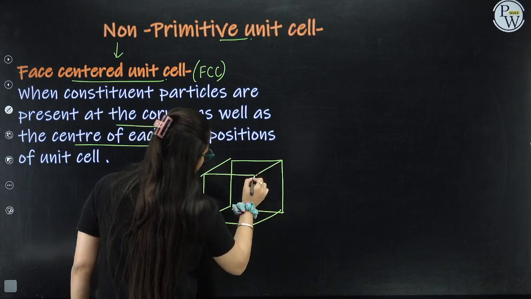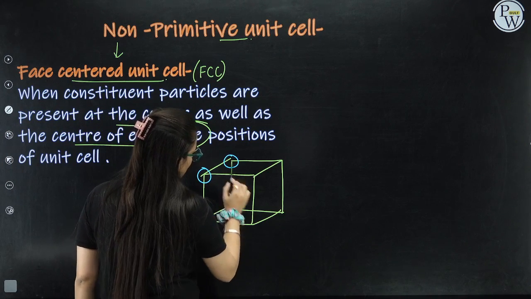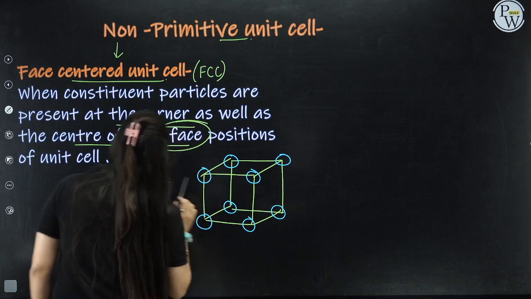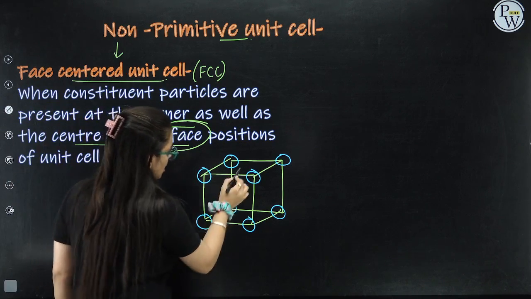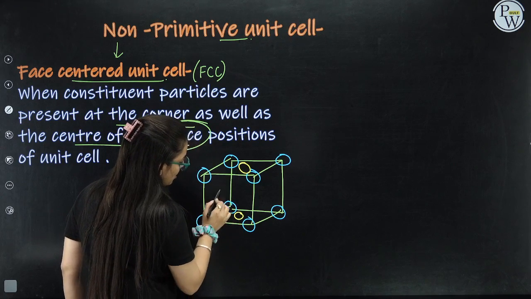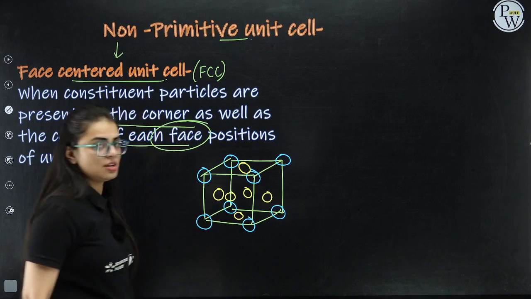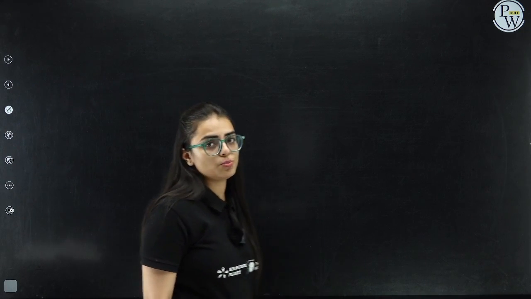So, basically, if I have to draw the structure, this is your unit cell, students, right? First of all, place the atoms at the corners: 1, 2, 3, 4, 5, 6, 7 and 8. The atoms are now present at the corners. Now you are left with what? Atoms at the face center. So this is 1 top, 2 bottom, 3 left, 4 right, 5 back, 6 front. 6 atoms at the face center. So this is the structure for the face-centered cubic unit cell.